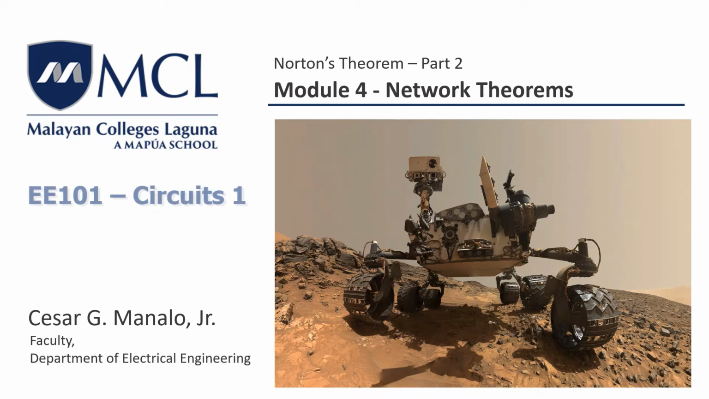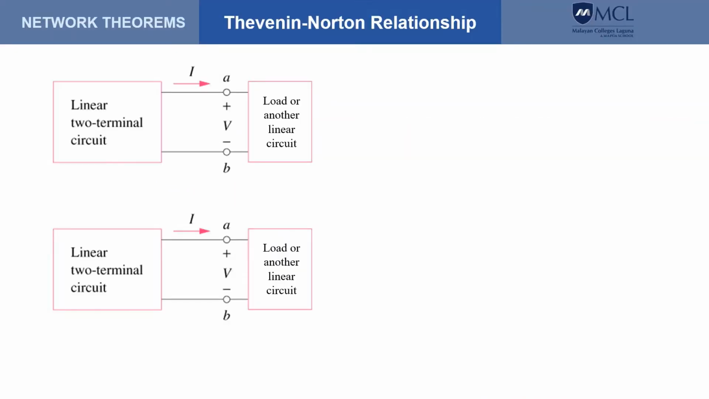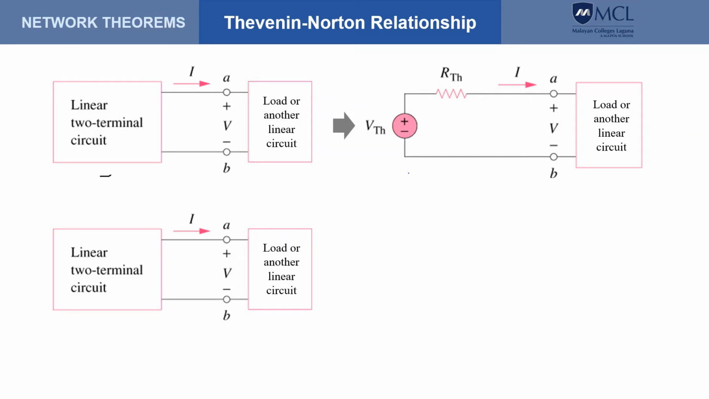In this video, we will continue our exploration of Norton's theorem. In Thevenin's theorem, we said that a linear two-terminal circuit can be replaced by a Thevenin's equivalent circuit, which is a voltage in series with a resistance. This equivalent circuit is said to have the same effect on the load as its original circuit.